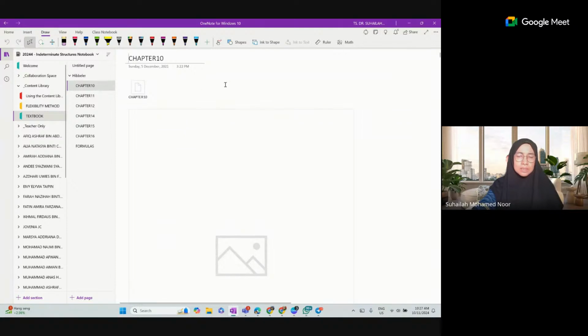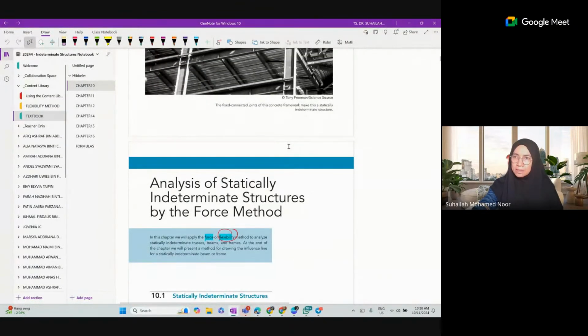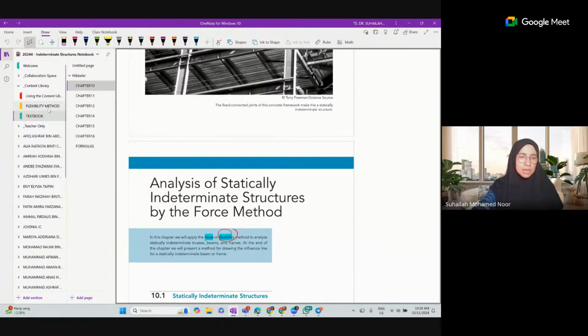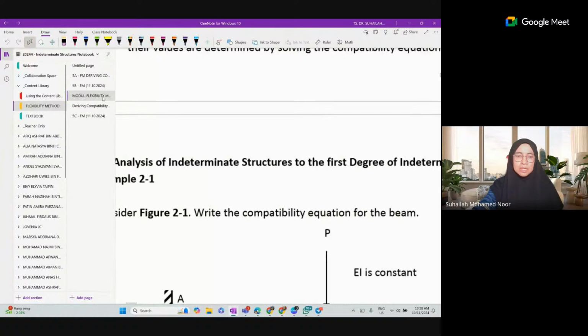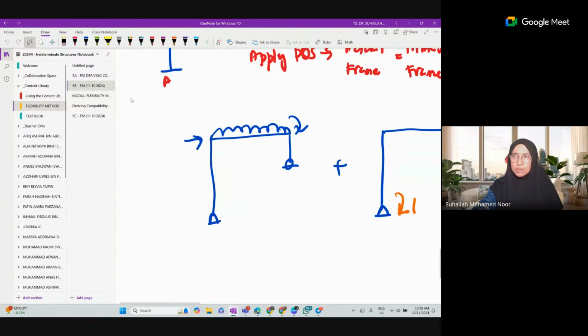Okay, so let's move to this one. This is the ebook, the textbook that I have mentioned just now. Under the textbook, it is called force method. Okay, so please refer to this one. And I have also put here under the flexibility method. So this is the discussion page that we have, not only for our group, but all groups, group B, group C, as well as group A. You can refer to anyone that you want.